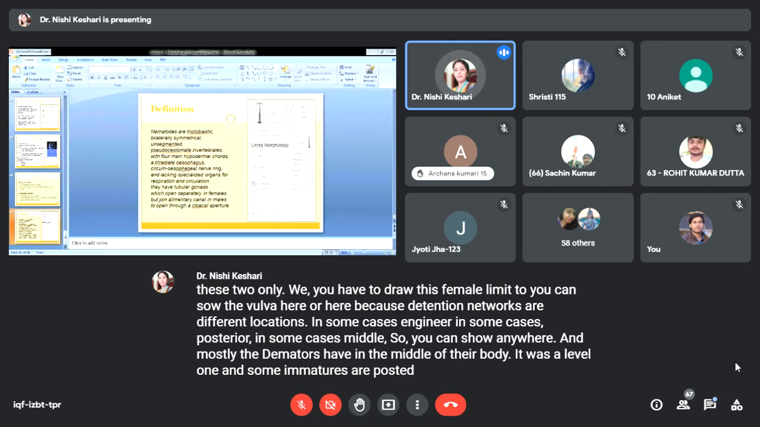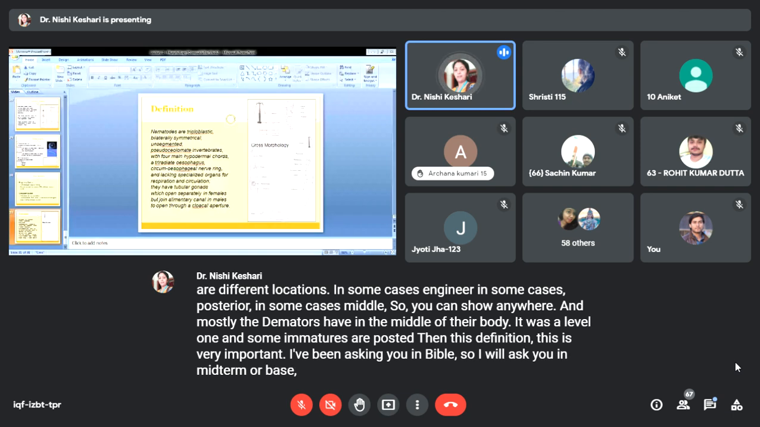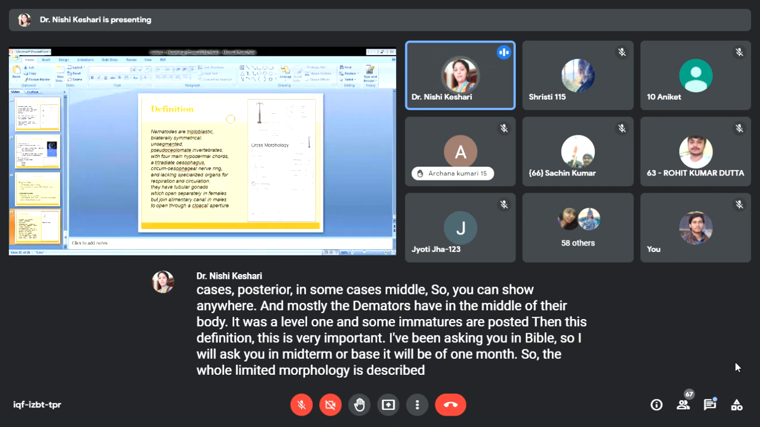Then this definition is very important. I will ask you in the viva also, and in the midterm or quiz. It will be of 1 mark. So the whole nematode morphology is described in one sentence.